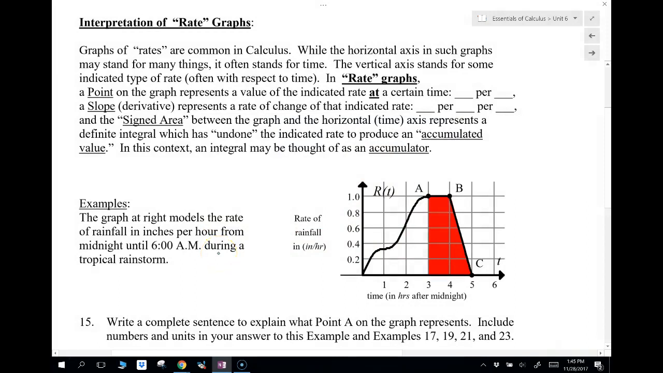Something to note about rate graphs is that when we're talking about rate graphs, a point on that graph is itself a rate. So it represents a rate at a certain time, like miles per hour, for instance. The slope of that is like the slope of a rate. That's the rate of a rate, right? So we're talking about a rate of change of the rate, maybe like acceleration, miles per hour. So we're talking about the rate of a rate.